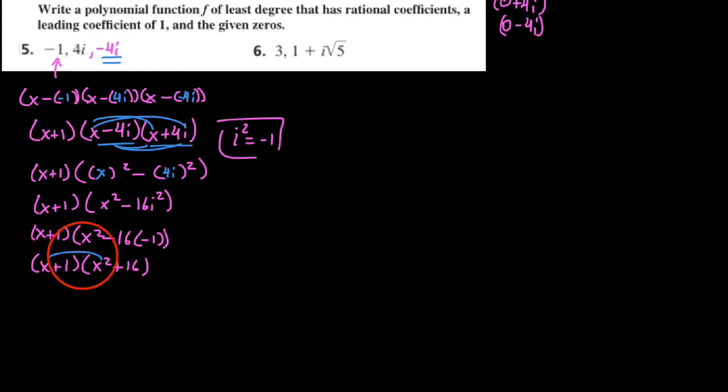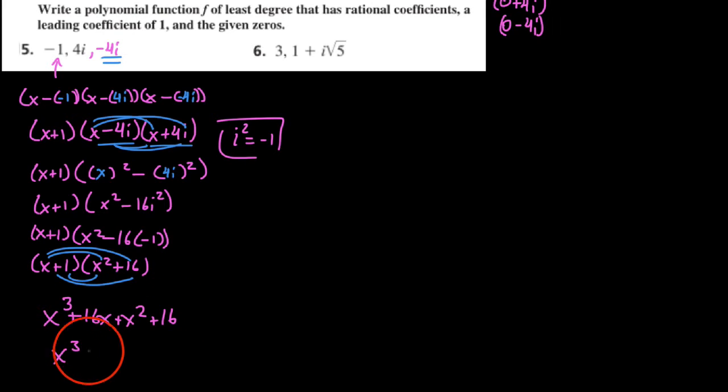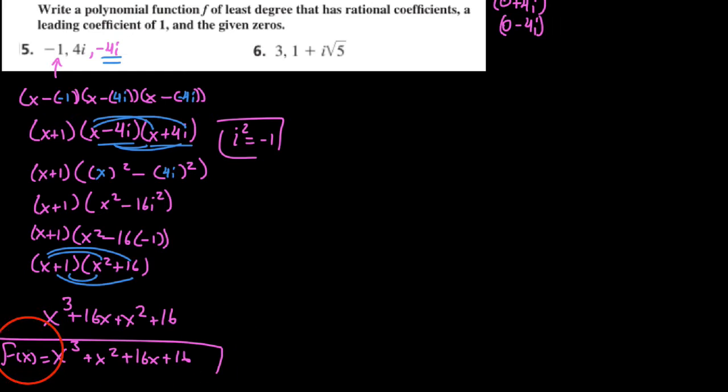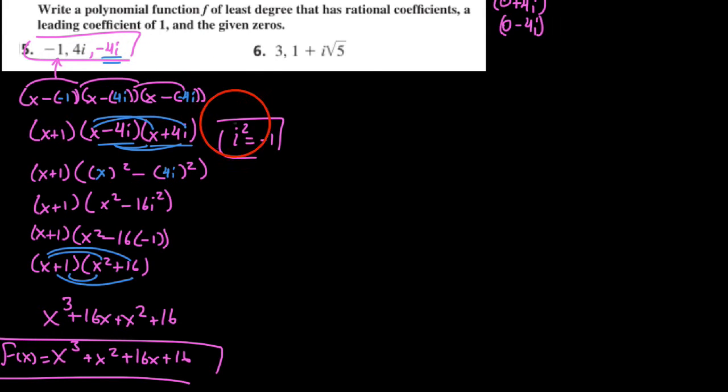So now we're going to FOIL this out. We end up with x cubed plus 16x plus x squared plus 16. And when we write this in standard form, we get x cubed plus x squared plus 16x plus 16. And this is our original polynomial. So we would say that this polynomial had all 3 of these as zeros because we wrote all 3 factors associated with those zeros, and then we multiplied them back out.